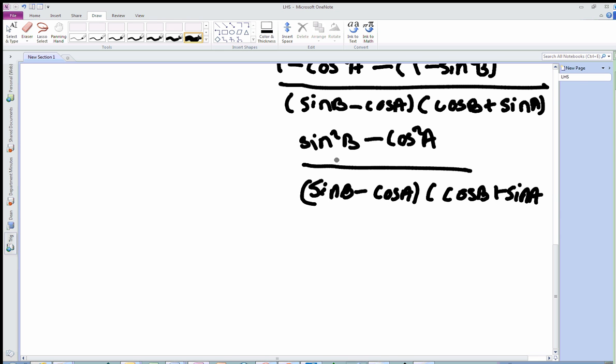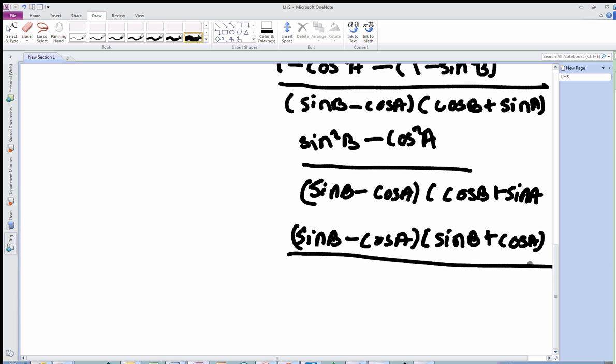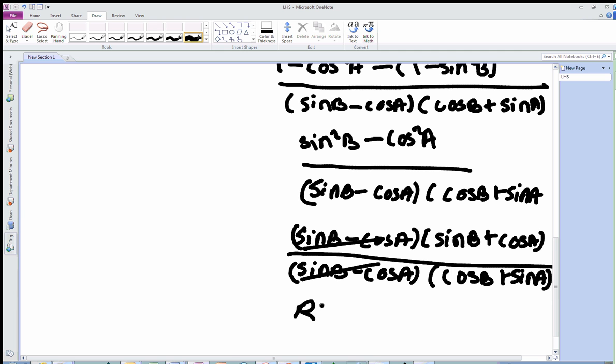Right, this bit up the top is just like a quadratic. That's just a difference of two squares. That can go into sine B minus cos A times sine B plus cos A. So the top line factorizes into a sine B minus cos A and a sine B plus cos A. This is still all over sine B minus cos A, and we've got a cos B plus sine A. Now that cancels with the one on the bottom, and we are left with the right hand side, QED.